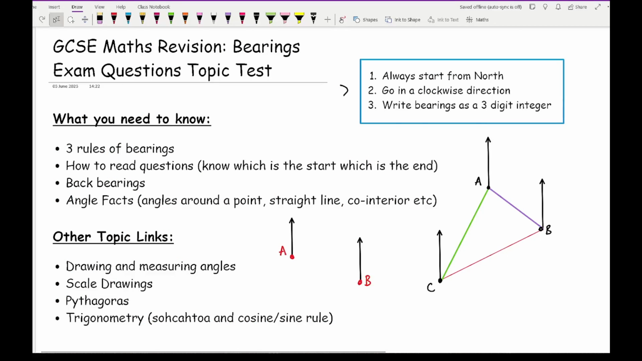Before we get started working through some past exam questions related to bearings, let's just have a quick overview over what it is you need to know and other topics that these questions can sometimes be linked to.